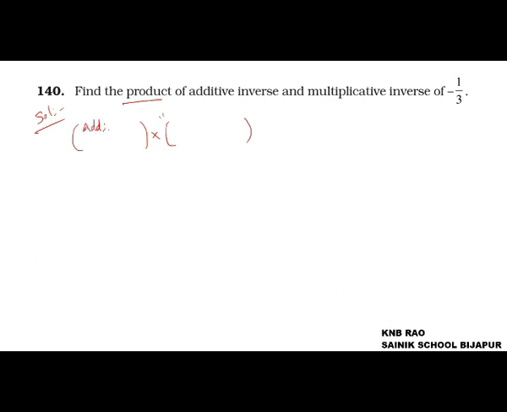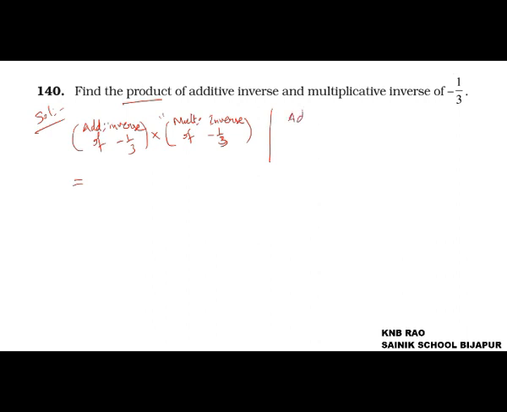the additive inverse of minus 1 by 3 multiplied to the multiplicative inverse of minus 1 by 3. So, when we are asked to multiply the additive inverse of minus 1 by 3 with the multiplicative inverse of minus 1 by 3, first we need to find them.